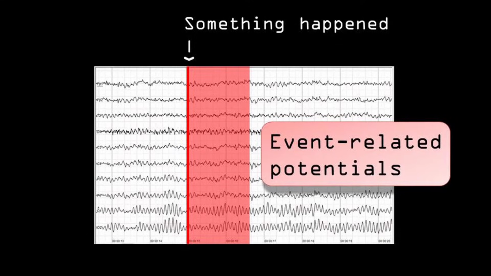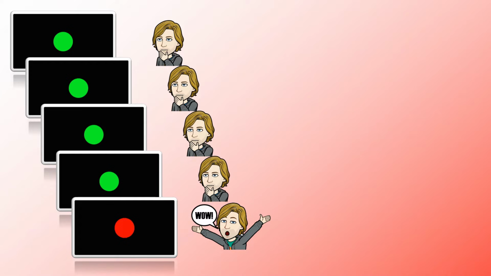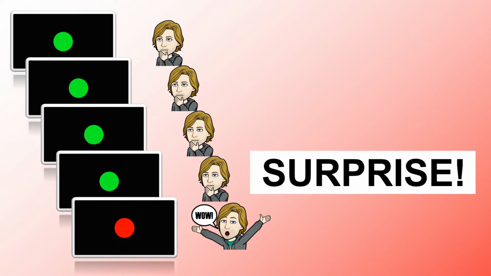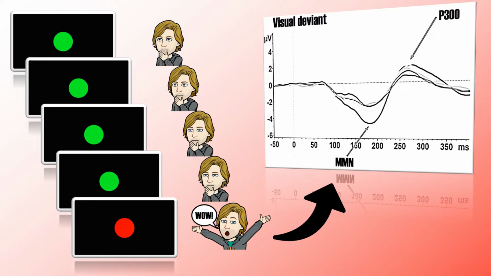Let's take a look at an example. We are going to show a participant the same stimulus for a while, let's say green dots. Now, if we eventually present a different stimulus, like a red dot, that would stand out. This outstanding signal would lead somewhat to a surprise, as it is different from the general pattern. Such a surprise response can be seen in our brain oscillations when we analyze the ERPs to that event. Specifically, we can observe two components, the mismatch negativity and the P300. The more surprising an event is, the larger these two potentials will be.